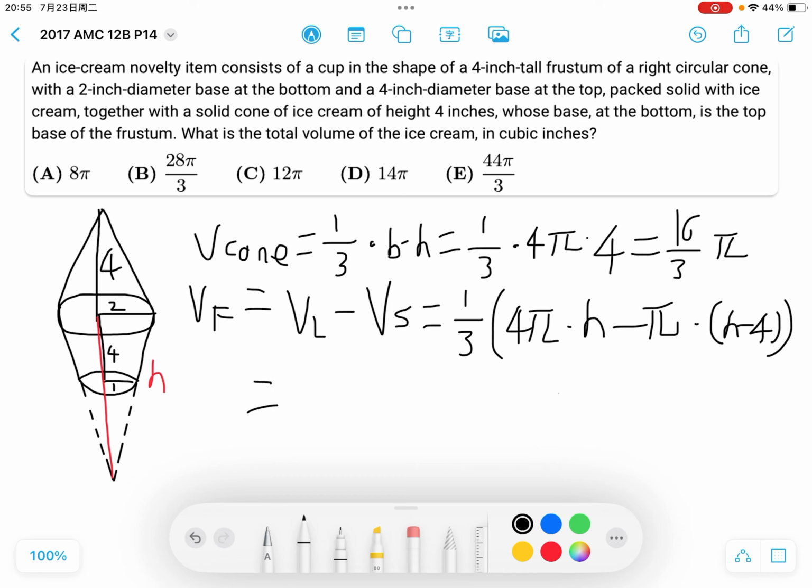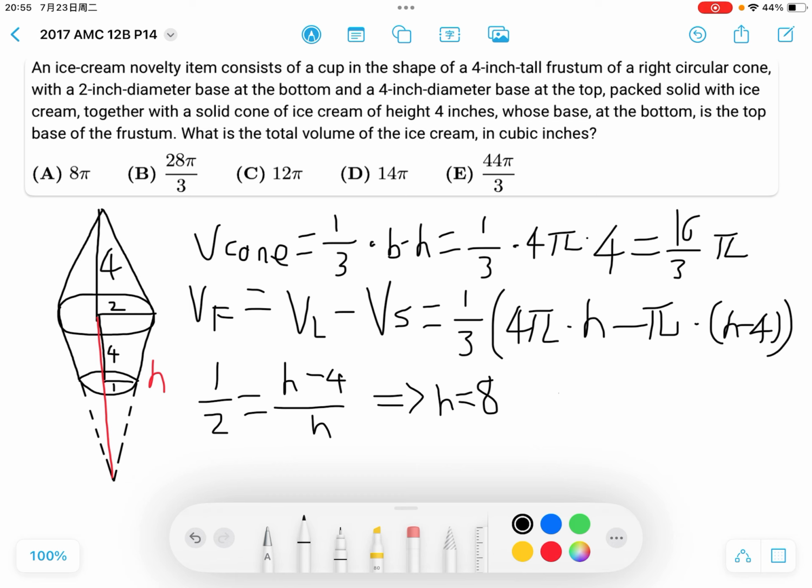Therefore, now we need to figure out the height. The height is simply figured out by using similarity properties. We know that the small cone is similar to the large cone, and we already know the proportion of the radius of the small cone to the radius of the large cone. So that's 1/2. Therefore, the height of the small cone to the height of the large cone is also 1/2. So we can write an equation here: H minus 4 over H is equal to 1/2. Therefore, we know that H equals 8.